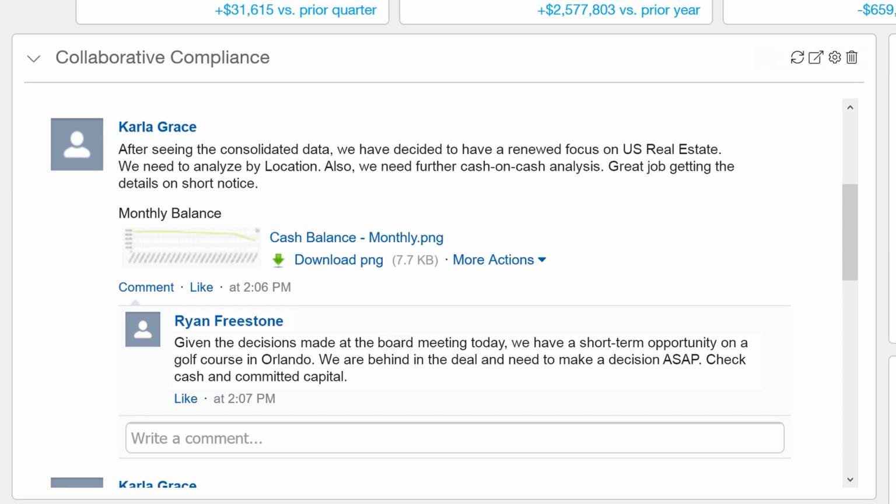Note the CFO's comment. After seeing the consolidated data, we have decided to have a renewed focus on U.S. real estate. We need to analyze by location, and also we need further cash-on-cash analysis. Great job getting the details on short notice. See the included snapshot of the graph now permanently stored as part of the conversation.